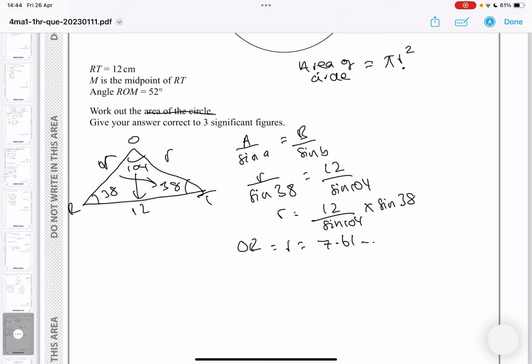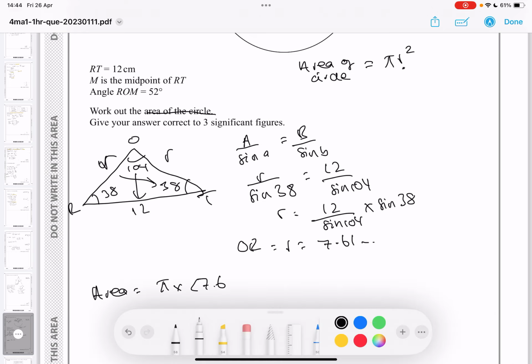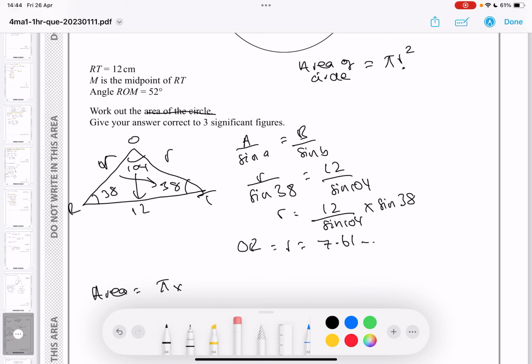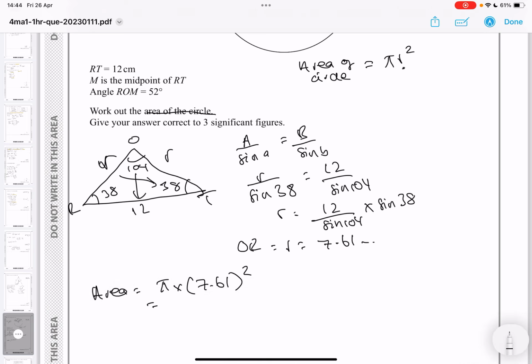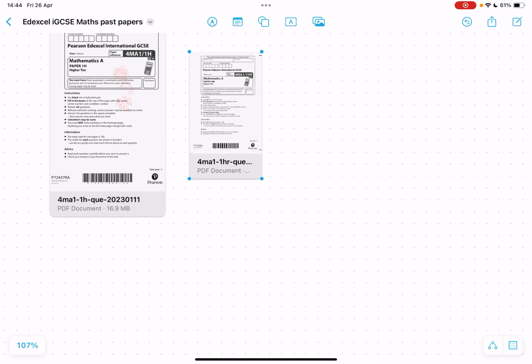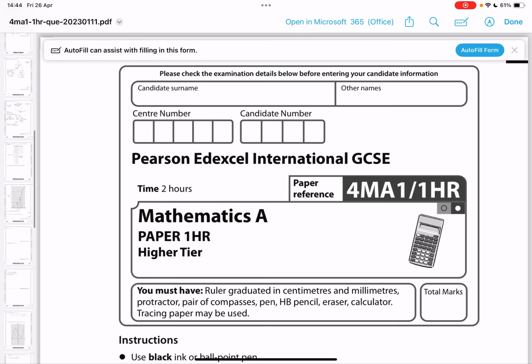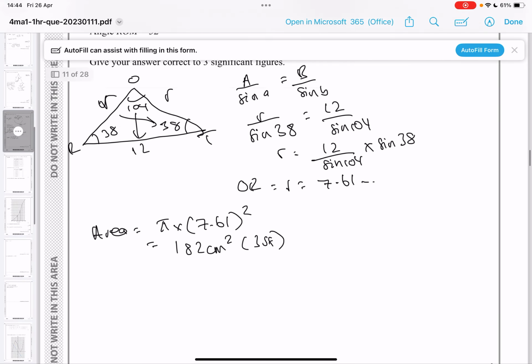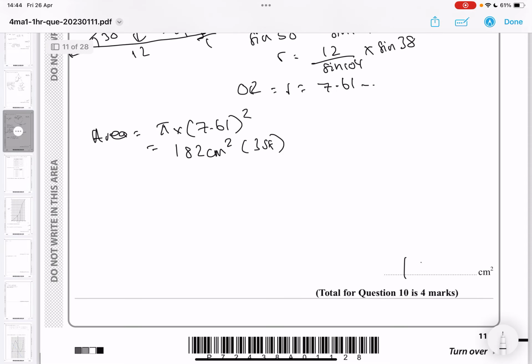And now that we have the radius, we can easily find the area. So area equals pi times r squared, so 7.61 squared. And if I work that out, we have to give the answer to 3 significant figures. That'll be 182 centimeters squared, 3 SF.